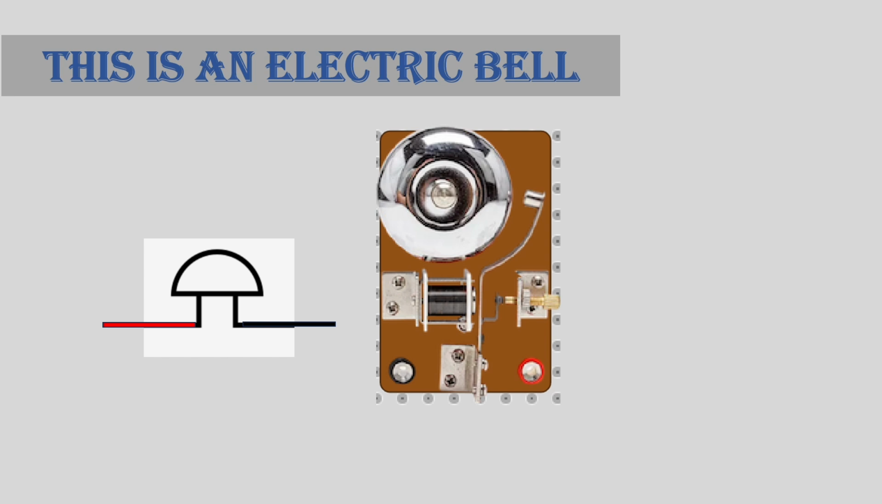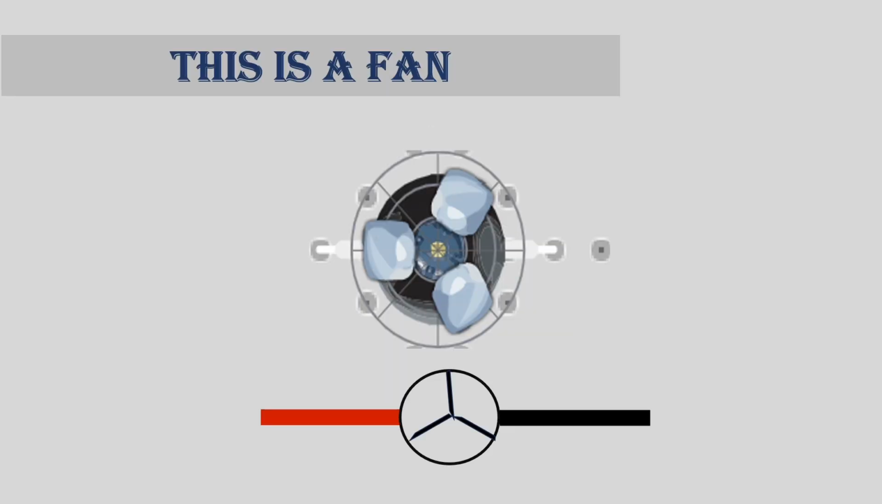This is an electric bell used to convert electrical energy to sound. Its symbol is here. It looks like a hat or chimney. This is an electric fan. It is used to convert electrical energy to mechanical energy. Its symbol is represented by a circle having three lines.